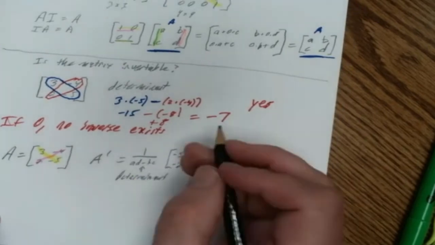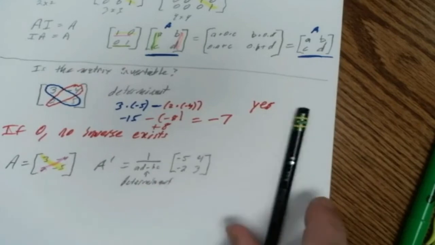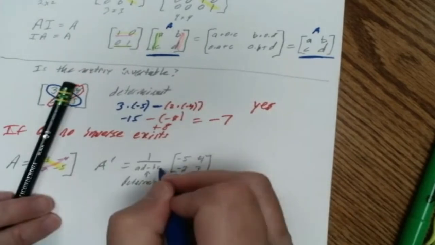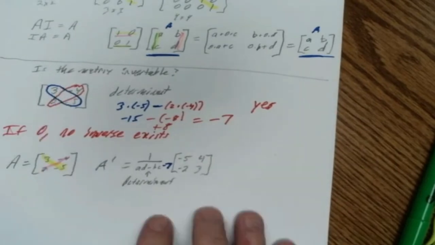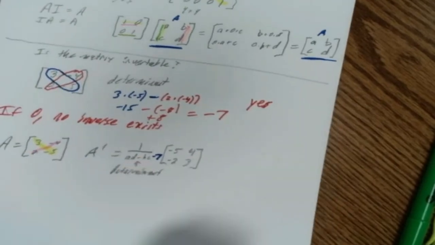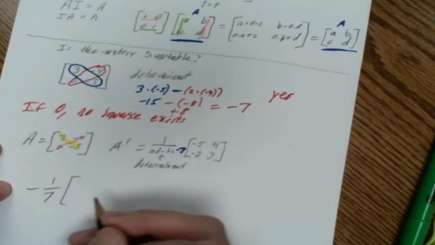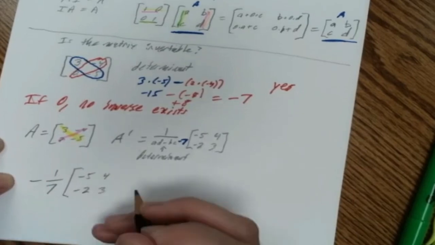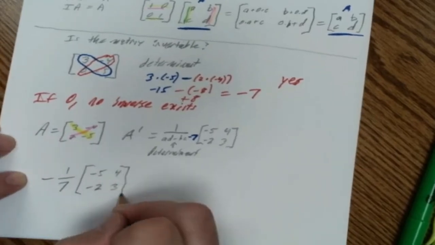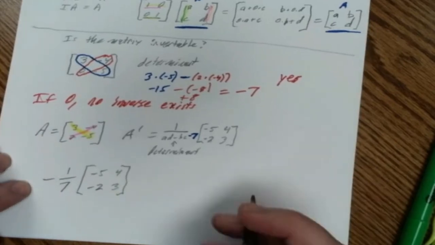So our determinant in this case was -7. So let me write a -7 right here. Now we multiply these together. You get -1/7 times -5, 4, -2, and 3. This is how we find the inverse of the original matrix.